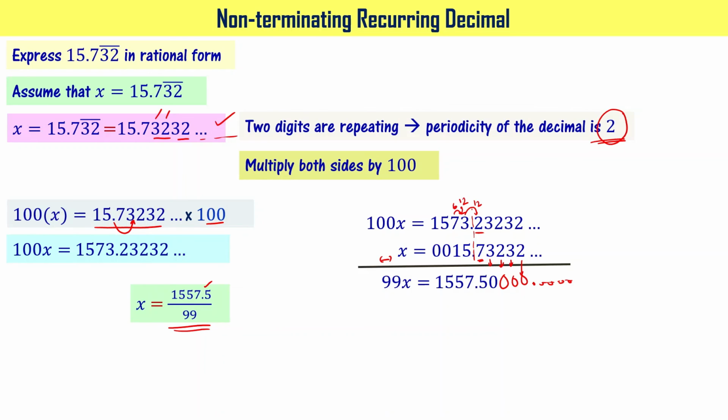What you would be doing now is multiplying both numerator and denominator so that this dot will go to the right side, right? When you multiply, it becomes 15,575 divided by 990. You can stop here and say that 15.732 with the overbar on 32 is equal to 15,575 divided by 990. One can simplify it, but I am stopping here.